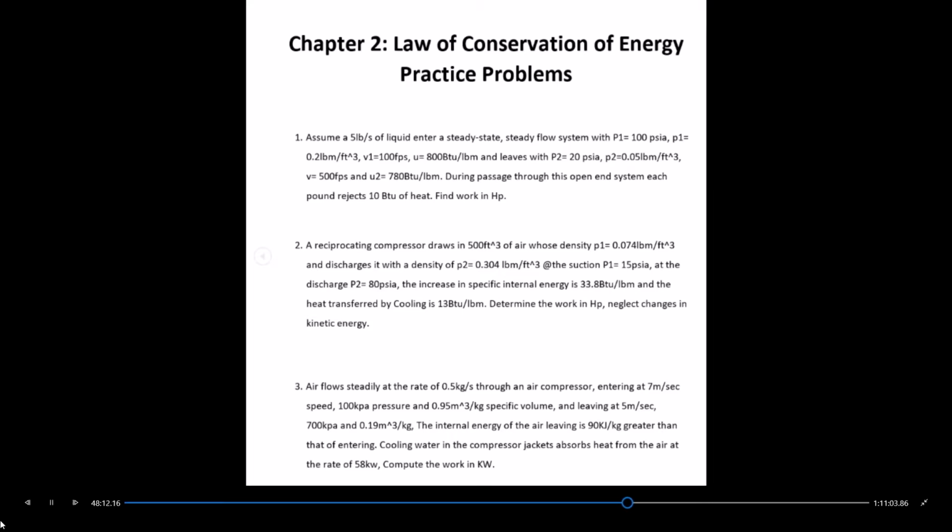The internal energy of the air leaving is 90 kilojoules per kilogram greater than that of entering. Cooling water in the compressor jackets absorbs heat from the air at the rate of 58 kilowatts. Now, compute the work in kilowatts. So, the same thing, the same procedure.